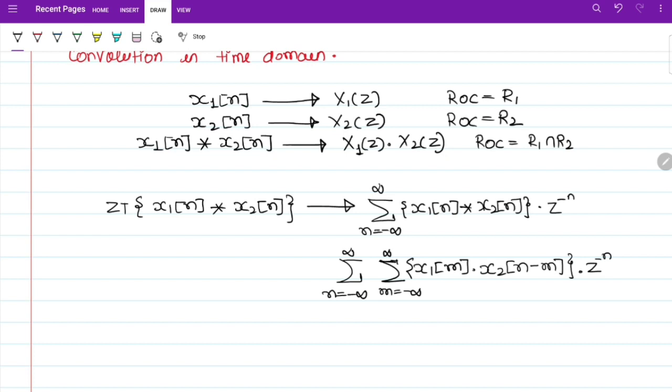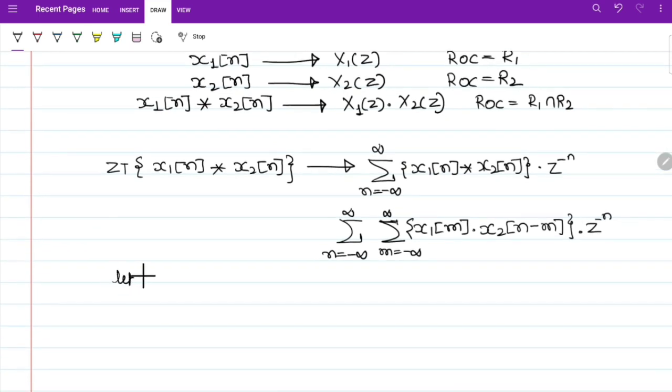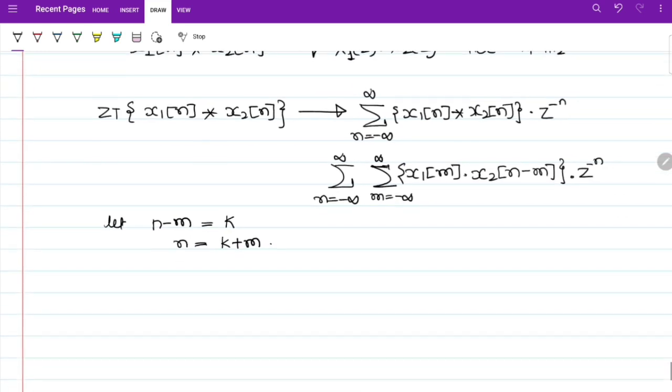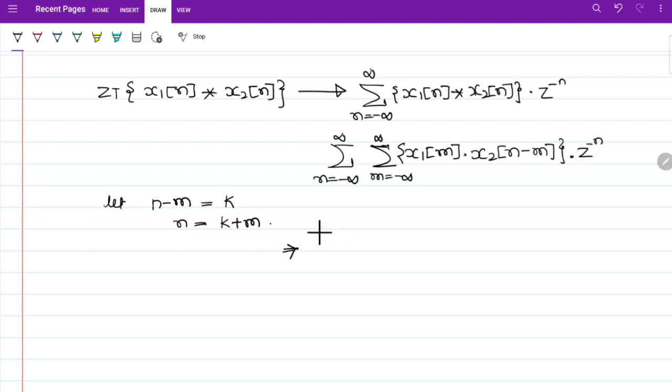Okay. Now let n minus m is equal to k. Okay. So n can be written as k plus m, right? Now put the value here. So this will be n is equal to k plus m, right? So if n is equal to minus infinity, what about k? That will be equal to minus infinity. If n is infinity, what about k? That will be infinity, right?